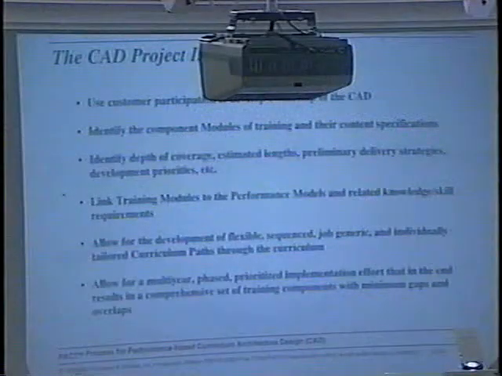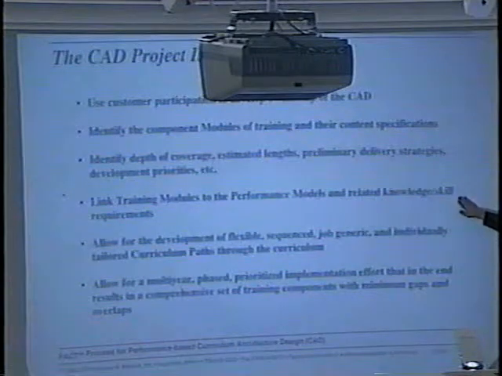We want to identify the depth of coverage, estimated lengths, preliminary delivery strategies, development priorities, etc. for these chunks of training so that our customers can basically say, yeah, bring these to the market. And oh, by the way, on these, don't you ever let me catch you bringing these products to the market. These are silly relative to the things that are really critical.